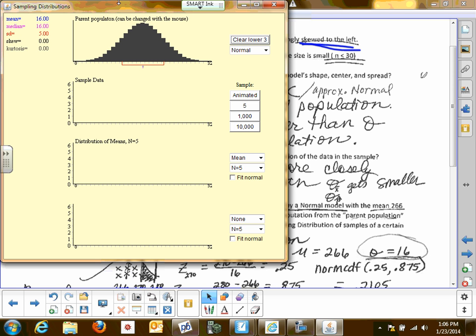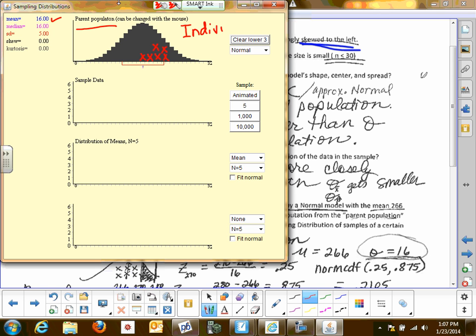So first off, this is one little demonstration I didn't do for you yesterday. Let's talk about the times to run a mile. It says the mean here is 16, so let's just say to walk a mile or something. You know that with this parent population, it is individual times that are in here. Every single time that was taken is a piece of data value in here. These are individual pieces of data.